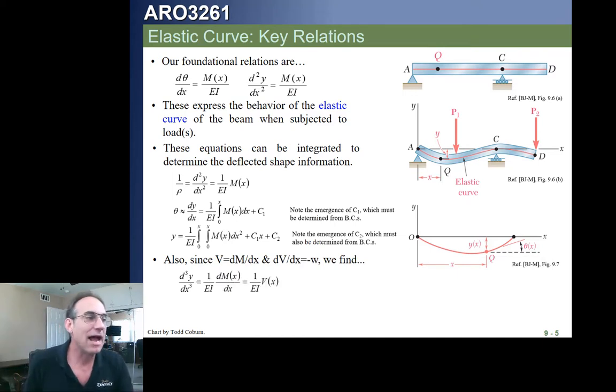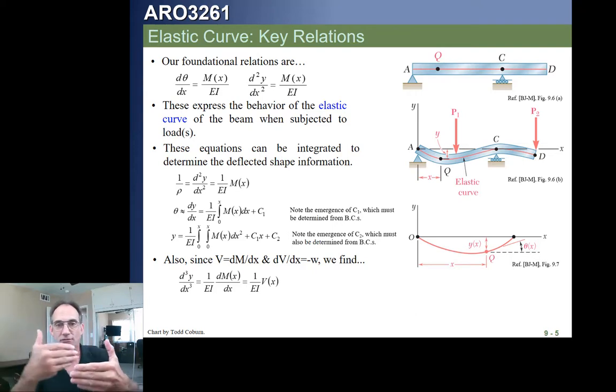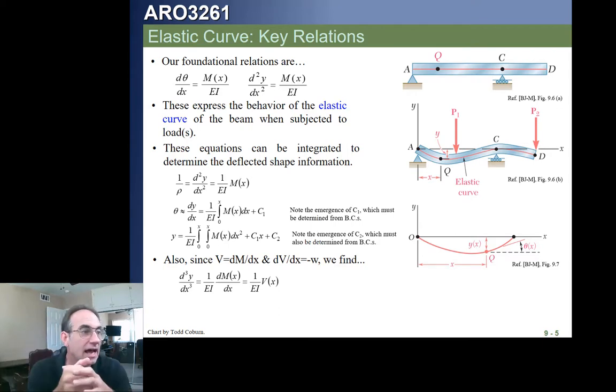All right. Now going back and remembering that the shear is just the change in moment with respect to x, and the change in the shear with respect to x is just the negative of the loading. We can see that if we take the equation for the deflection, we differentiate it once to get the slope, we differentiate it again to get the moment, and then we differentiate again to get the shear, and again to get the loading.